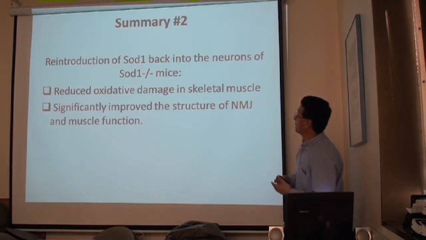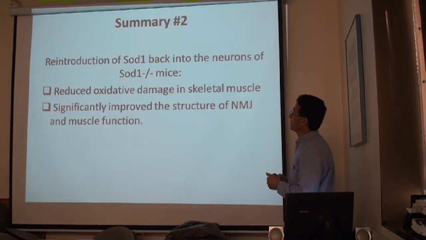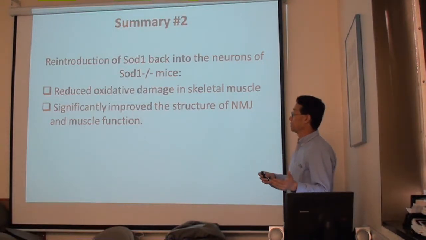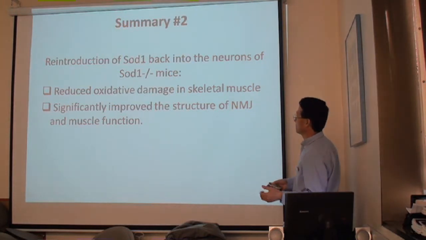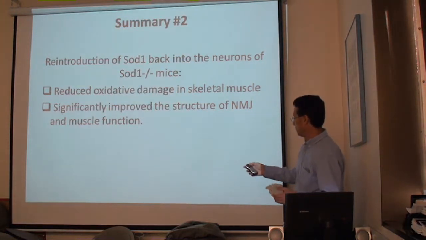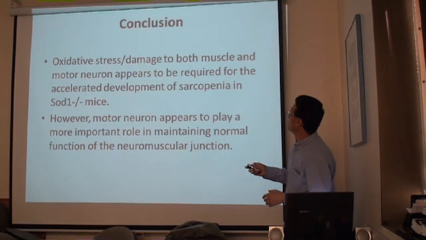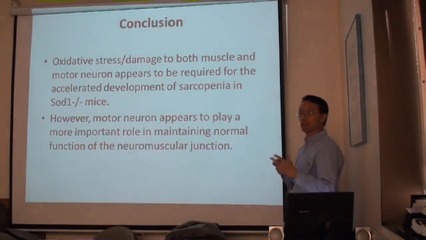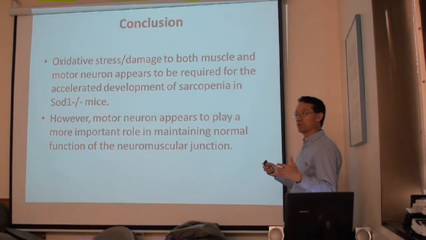To summarize part 2, the reintroduction of SOD2 back into the neuron of the SOD2 knockout mouse reduces stress in muscle, and also significantly improves the structure of the neuromuscular junction and muscle function. To conclude, oxidative stress and damage to both the muscle and neuron may be required to induce the muscle atrophy or sarcopenia in the SOD2 knockout mouse model.